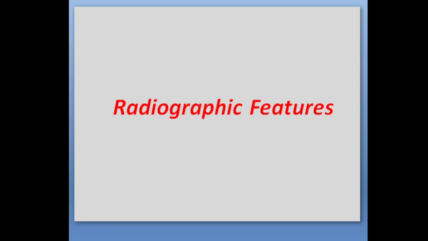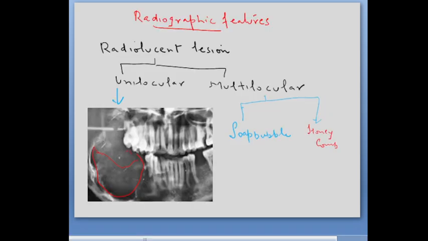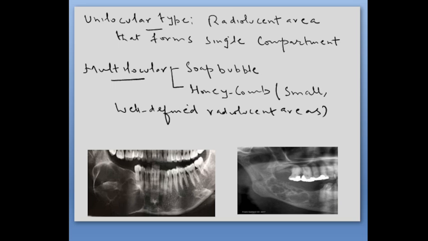Coming to radiographic features. Radiographically, ameloblastoma is a radiolucent lesion. The lesion is surrounded by sclerotic borders. Radiolucency can be unilocular or multilocular. The multilocular can have a soap bubble or honeycomb appearance. Honeycomb appearance has small, well-defined radiolucent areas, whereas in soap bubble, the compartments are large.